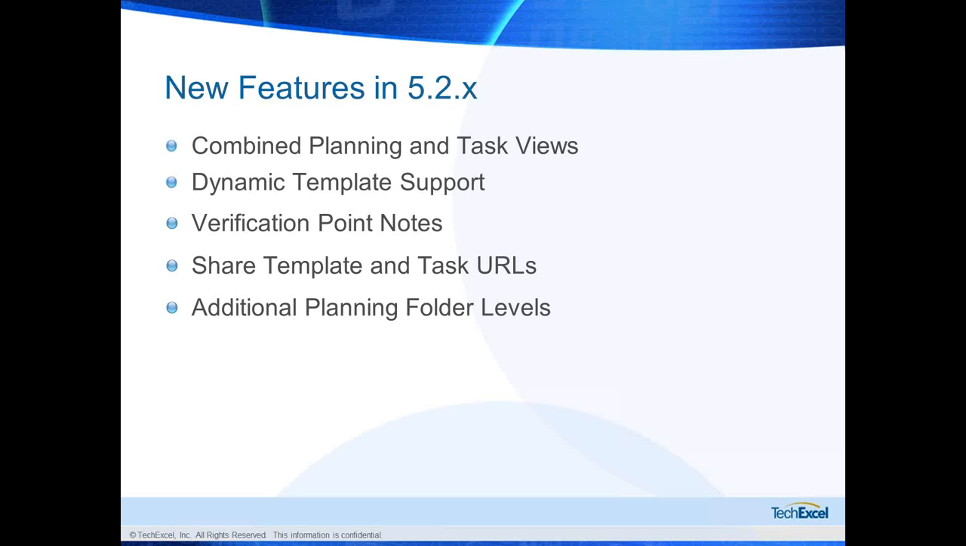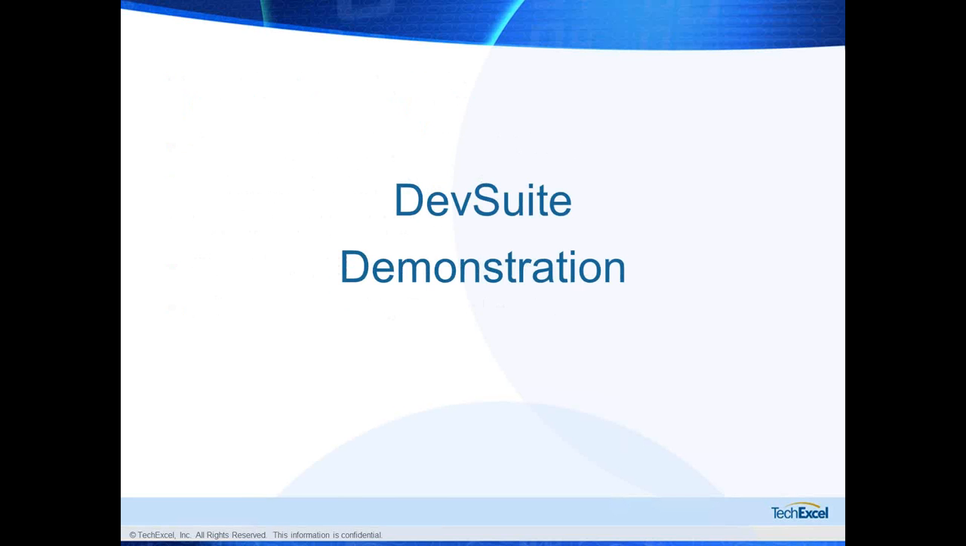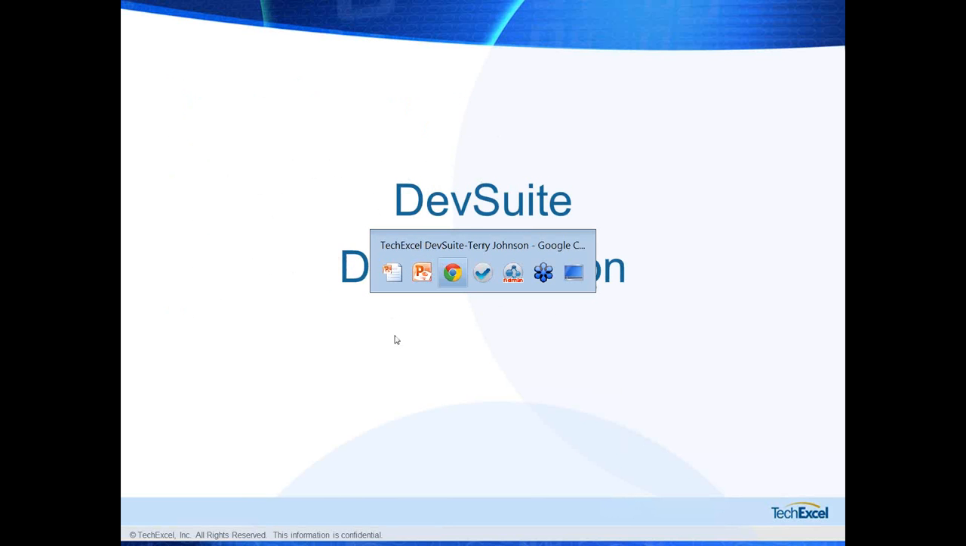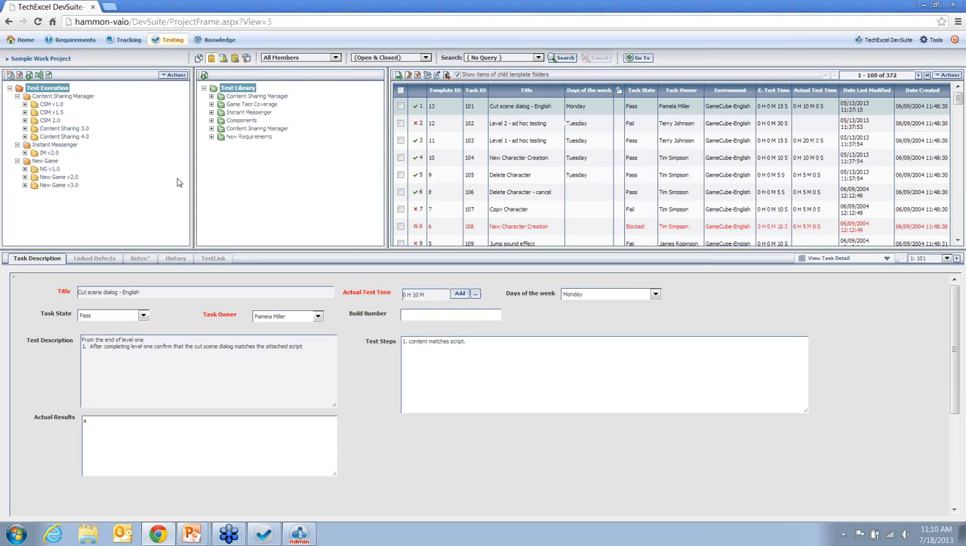We're going to show how you can share template and task URLs. And finally, I'll illustrate how there is multiple levels of planning folders now available for teams that might need them. Those are the things we're going to cover today. There may be an extra feature or two in there too. But without any further ado, we're going to take a look at DevSuite.